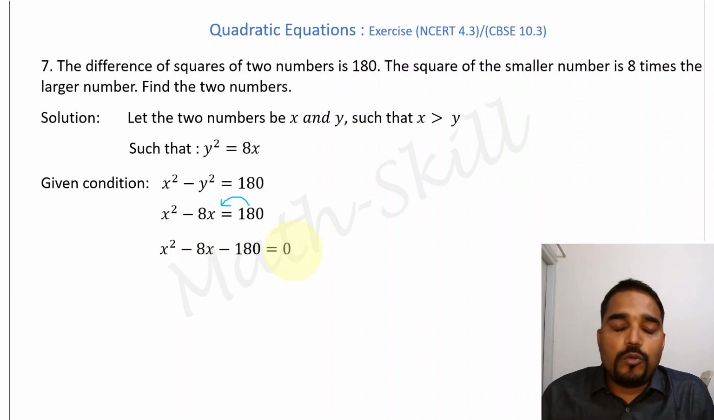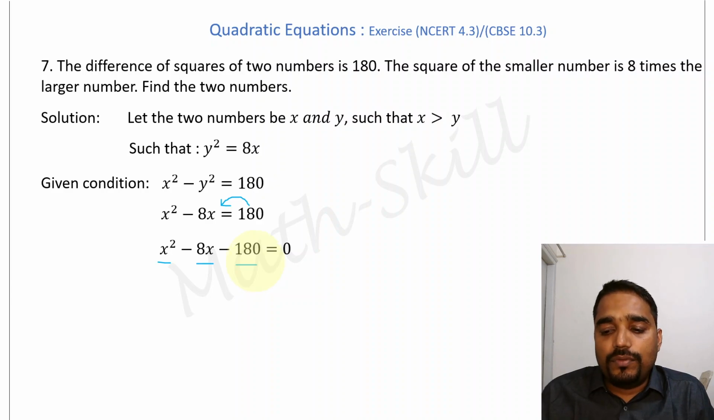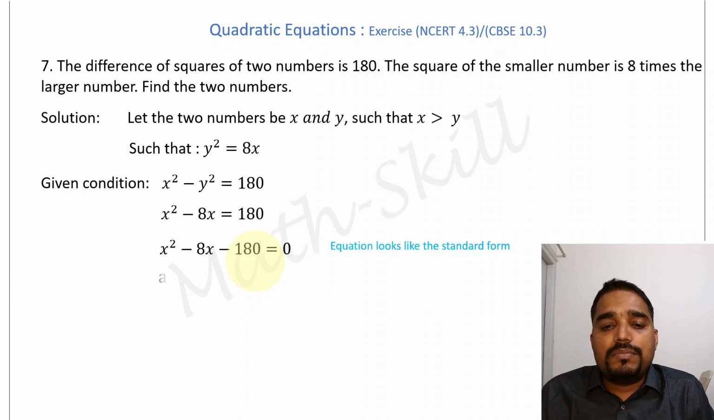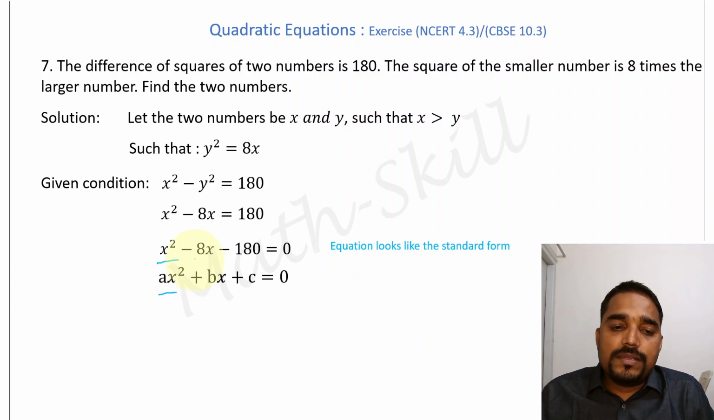Now this equation cannot be simplified further as all three terms are unlike terms: an x square term, an x term and a constant term. Therefore, this equation looks like the standard form, that is ax square plus bx plus c equals 0. How can we say that both the equations look similar? Because the simplified equation contains the first term as an x square term. The standard form also contains an x square term as the first term. Also, the simplified equation contains the next term as an x term. Here it contains an x term, and the third term in both the equations is a constant.